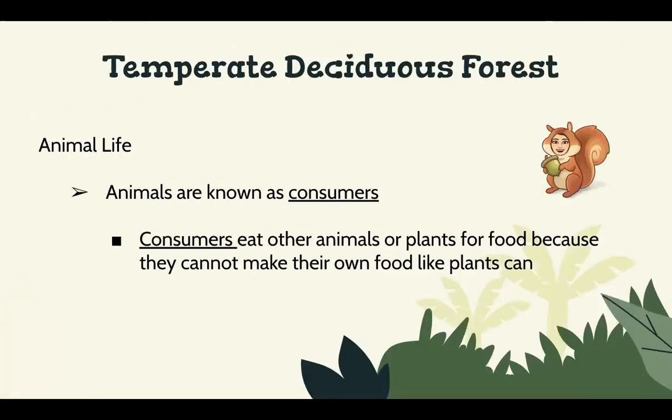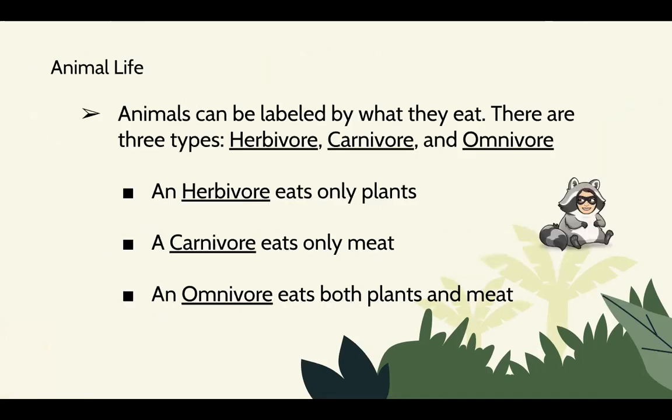Animals are known as consumers. They consume things, so they can only eat other things to live and get energy. They cannot make their own food like plants can. So you can label animals by what they eat. There are 3 different types. An herbivore is an animal that only eats plants. A carnivore is an animal that only eats meat, and an omnivore eats both plants and meat.